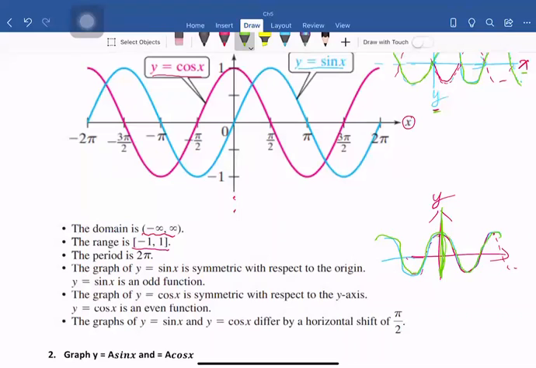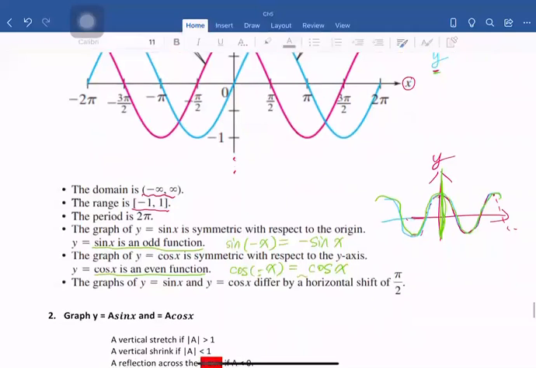And sine x is an odd function. That means sine of negative x equals negative sine x. And cosine is an even function. Cosine of negative x equals cosine x. The negative sign disappeared.